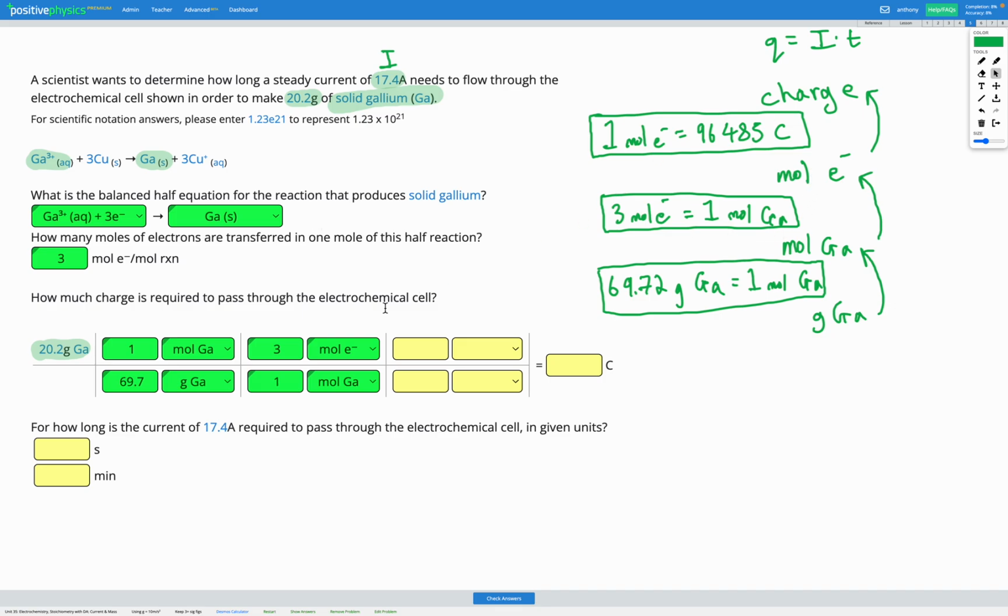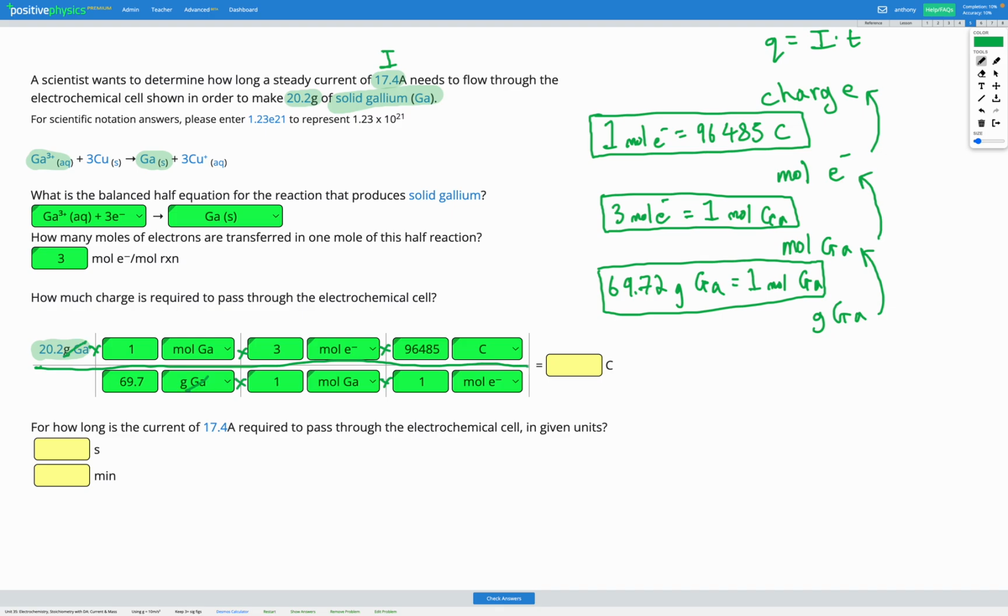Our next step is going from moles of electrons to charge. So we want moles of electrons on the bottom and charge on the top, so that moles of electrons will cancel out and we'll end up with charge, which is our goal. Then we have 1 mole of electrons is equal to 96,485 coulombs of charge. So now what we need to do is multiply everything on the top row, multiply everything on the bottom, and divide the top by the bottom.